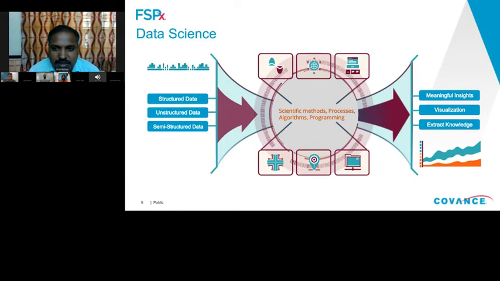So what happens in data science? We have different formats of data, called structured data, unstructured data, and semi-structured data. We use certain scientific methods, algorithms or processes to extract the information, get meaningful, knowledgeable insights from the available data, and create visualizations. So this is what data science is all about: reading the data, gathering the data, understanding the data, collecting the data, and getting the information out of it.